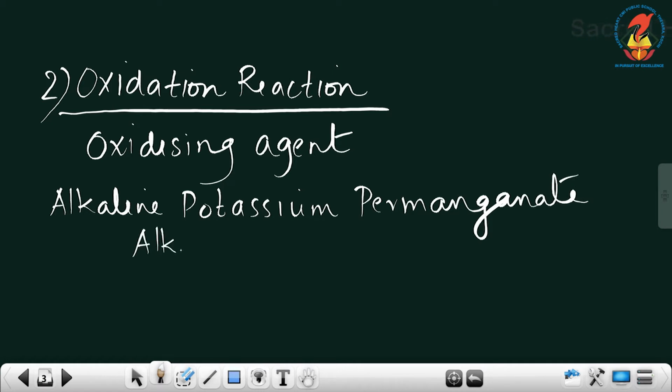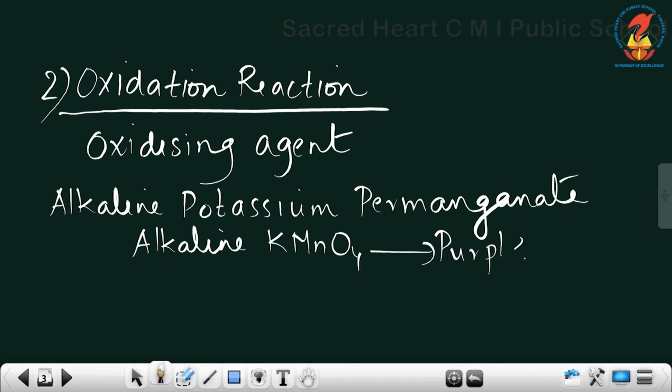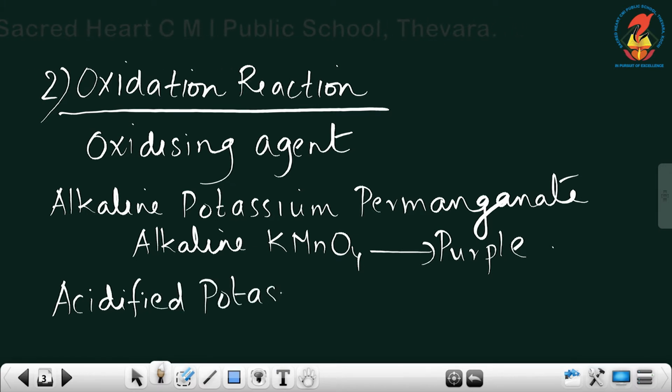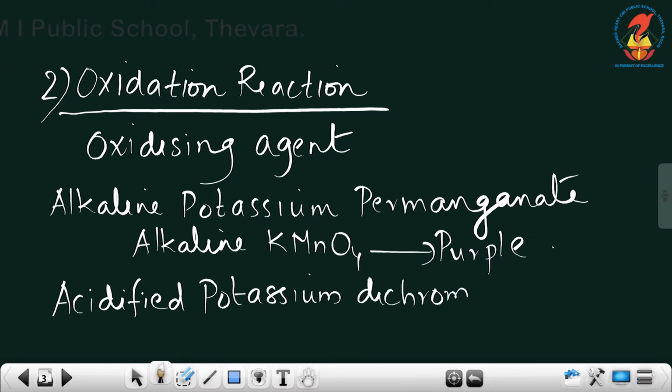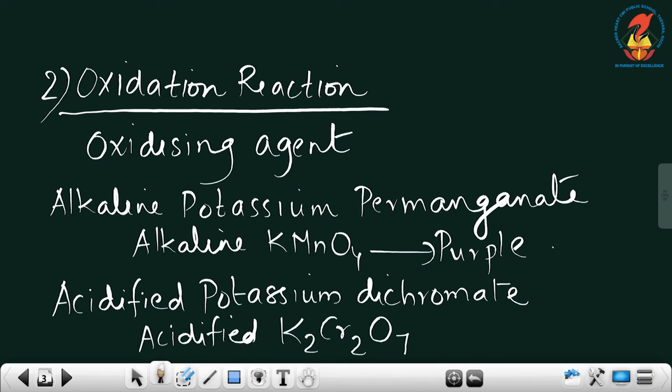Alkaline potassium permanganate is written in the equation as alkaline KMnO4. What is the color of potassium permanganate? Purple. It is a purple colored liquid. Another oxidizing agent that can be used here is acidified potassium dichromate. In the equation it will be written as acidified K2Cr2O7, acidified potassium dichromate. It is an orange colored liquid.